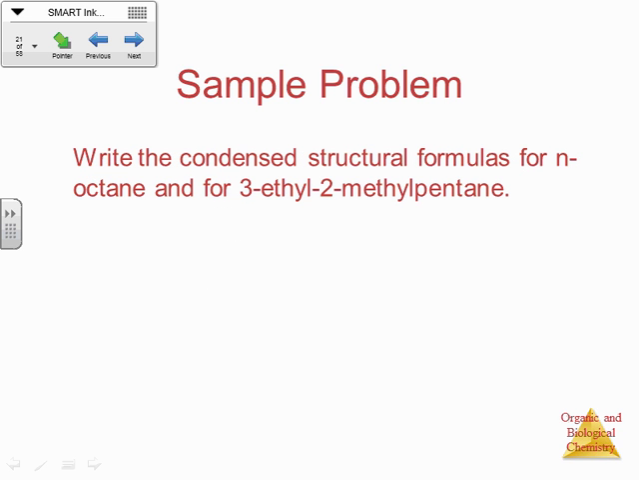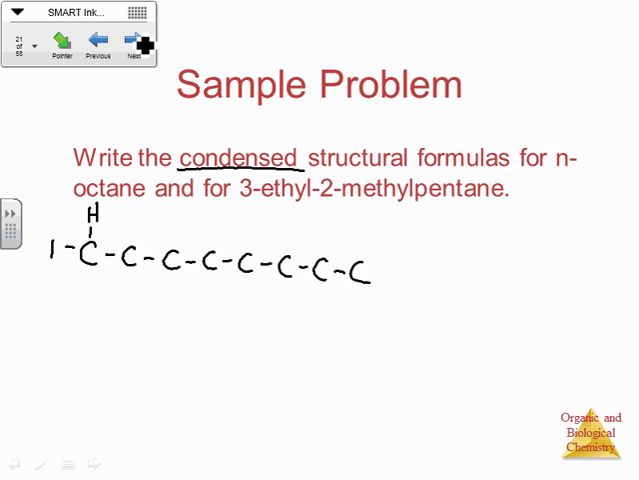Now, the condensed structural formulas for N-octane and for 3-ethyl-2-methylpentane. So now we're going backwards. They're giving us the name, and we have to write the actual formula. Condensed formulas are what they want here. You can start with the Lewis structure if you want to. Sometimes that's helpful just to know how many hydrogens we're actually going to have, and then you can write the condensed formula from there. I'll probably do that on this one, just to give you an idea. Octane has an 8-carbon chain: 1, 2, 3, 4, 5, 6, 7, 8. And then we've got hydrogens coming off of all of these here.